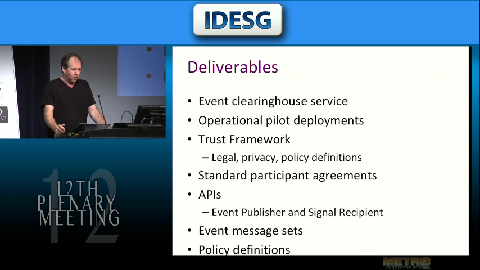All right, so what are we producing? Well, the first thing we're doing is producing a higher availability and much more ruggedized version of the event clearinghouse that we've had running for the last year or so. We are looking at multiple operational deployments with various entities that fill both the event publisher and the signal recipient role.